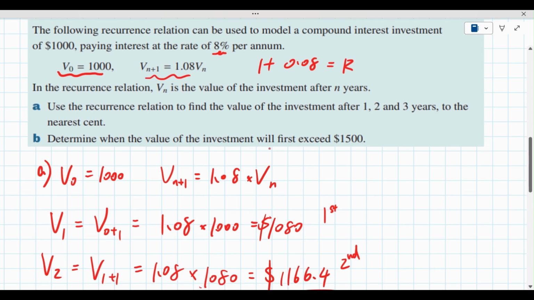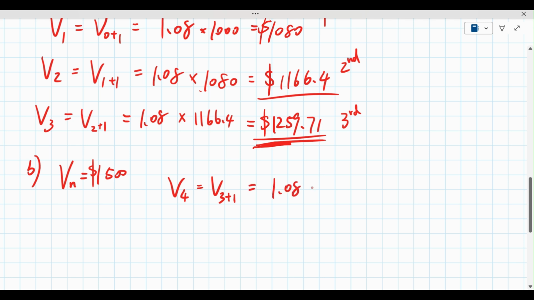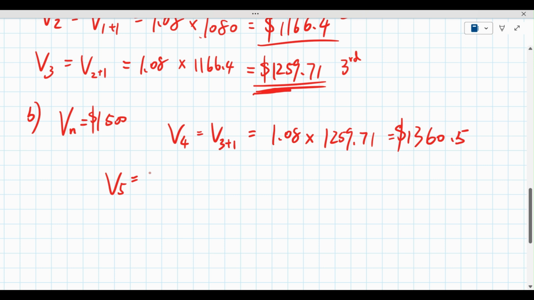Now determine when the value of the investment will first exceed $1,500. So Vn equals $1,500. We're not sure how many years we'll go through, but from question A we know that after the third year we're at 1,259. So we just keep going for the next one. V4 equals 1.08 multiplied by 1,259.71, which equals $1,360.5. And V5 equals 1.08 multiplied by V4.